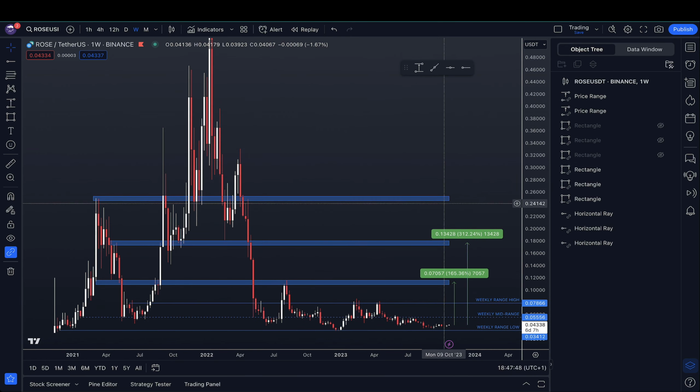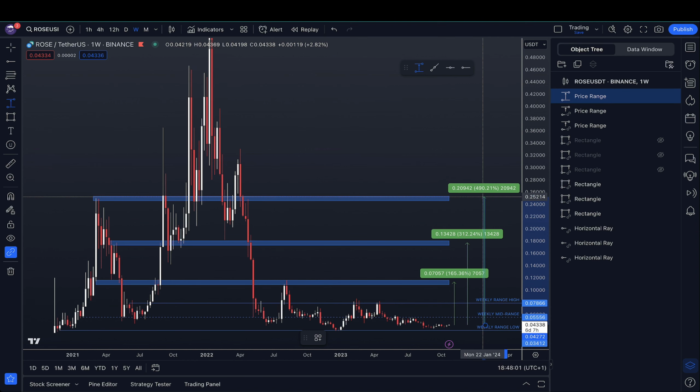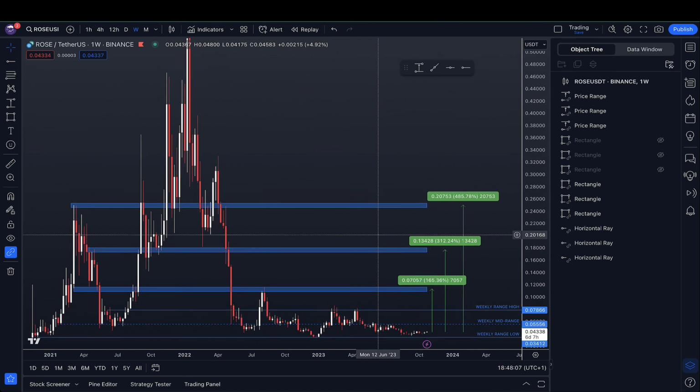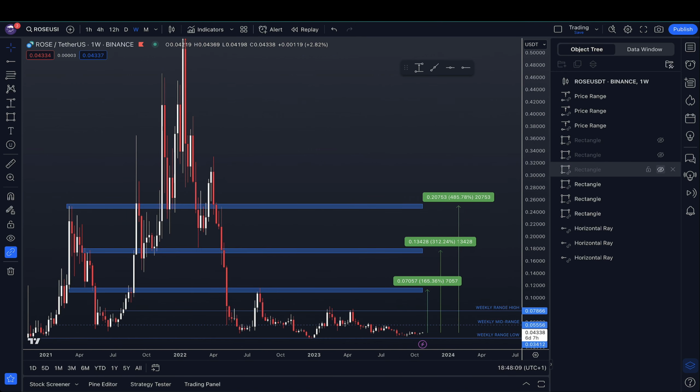Third TP then, slightly higher, 25 cents. Nice clean psychological level, and also, look at that clear level of support and resistance. Plenty of evidence to suggest that that is a key turning point in price. And look at that, almost a 500% return as well, slightly short, about 485% from current prices. So again, absolutely incredible return.